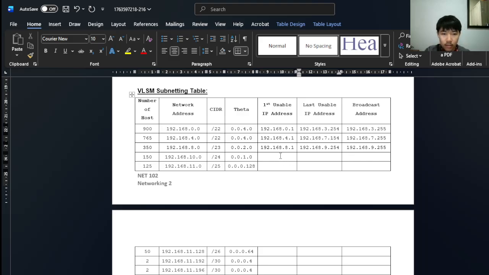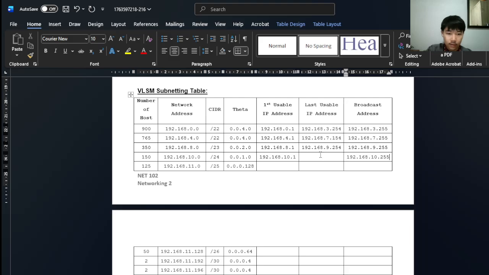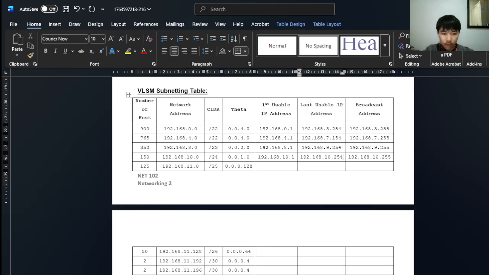So next is 192.168.10.1. The broadcast is 192.168.10.255, and the last usable is 192.168.10.254. So the next one is 192.168.11.1.